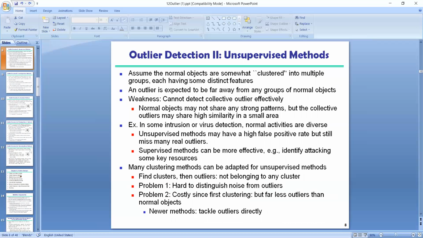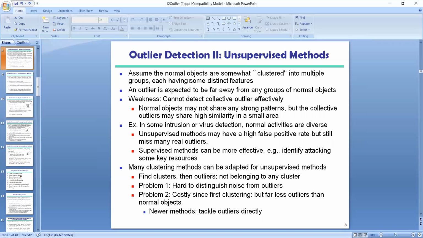And the second one is unsupervised methods. Unsupervised outlier detection methods make an implicit assumption. That means the normal objects are somewhat clustered. So an unsupervised outlier detection method expects that normal objects follow a pattern far more frequently than outliers. Normal objects do not have to fall into one group sharing high similarity. Instead, they can form multiple groups. But sometimes this assumption may not be true also.